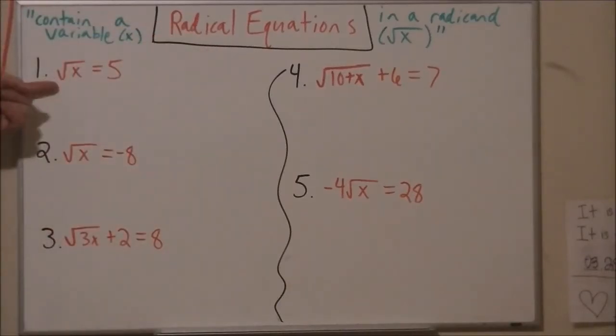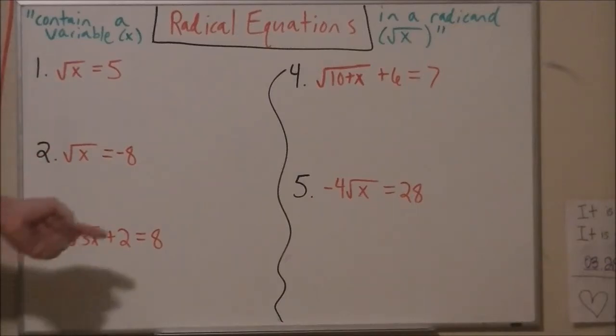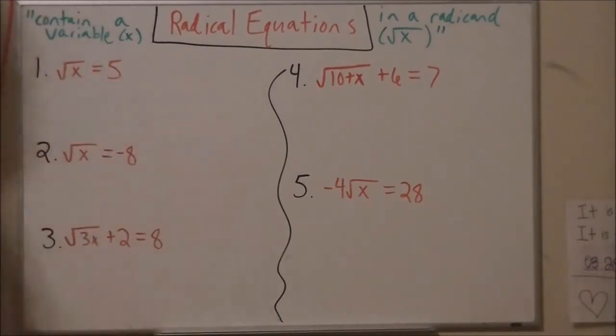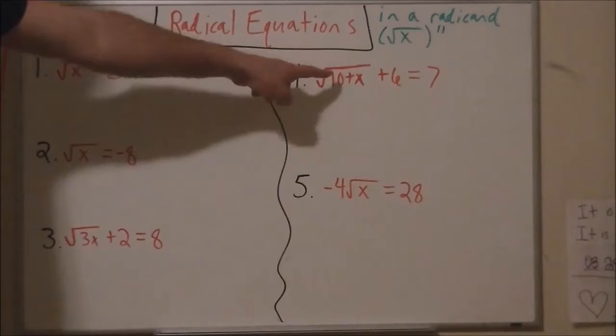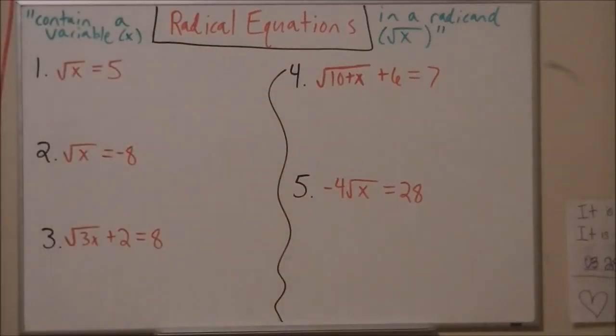You can see in all of these that we're going to be solving today, there are just 5 problems, and in all of them there is a variable that's a part of the radicand, or underneath the square root, in each one of these equations. And so let's go through and solve each one.